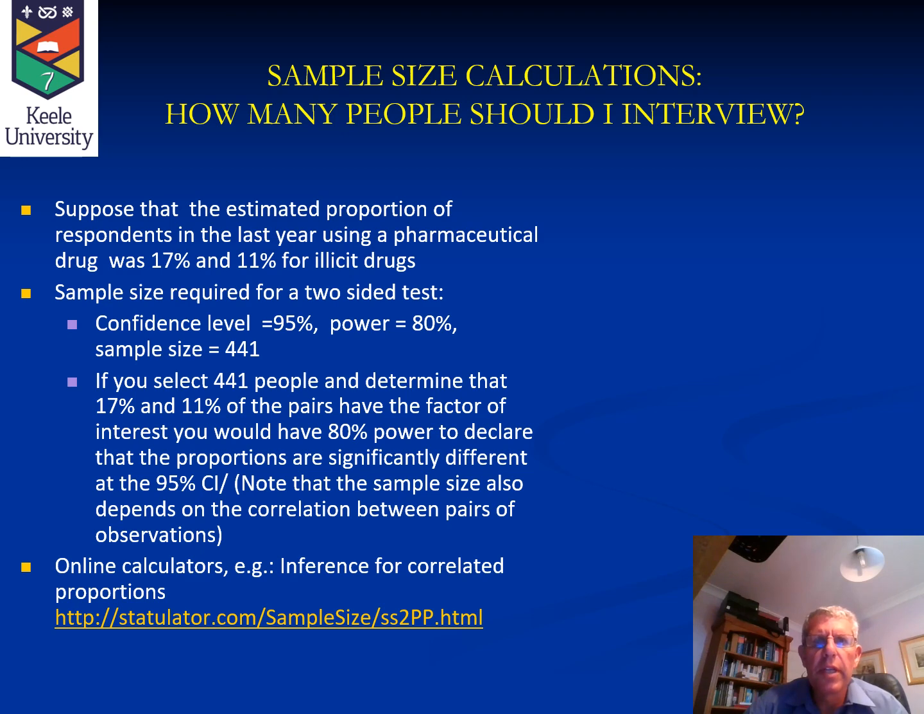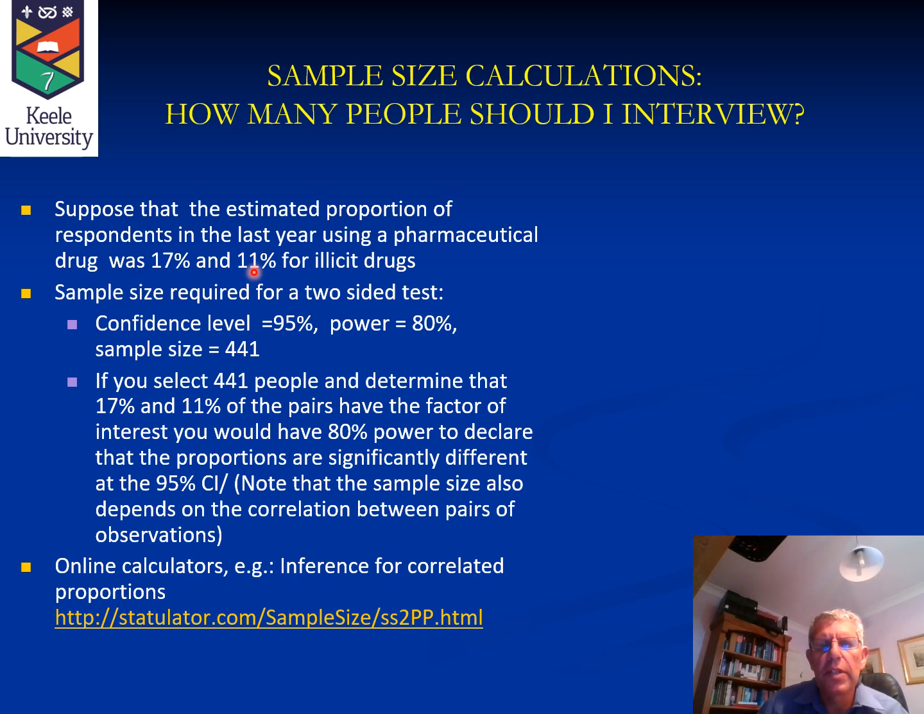Here the question is slightly different. I want to know if there is a significant difference between those who have used a pharmaceutical drug and those who have used an illicit drug. So suppose that an estimated proportion of respondents in the last year using a pharmaceutical drug was 17% and it was 11% for an illicit drug. So these are the same people asked two different questions. What sample size would I need to be able to detect this difference?